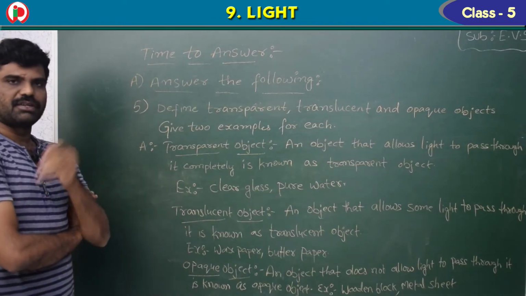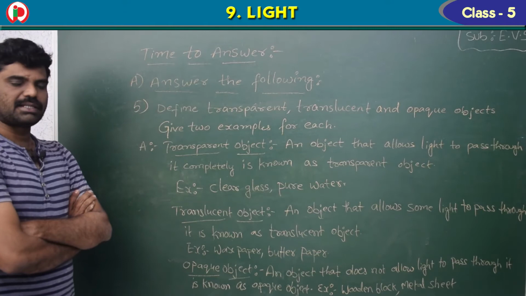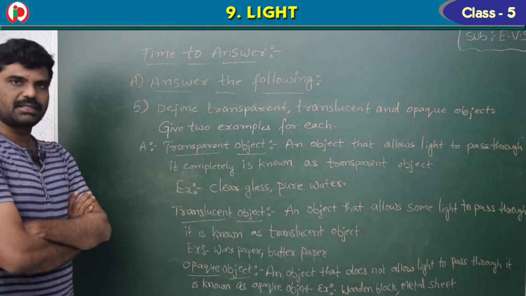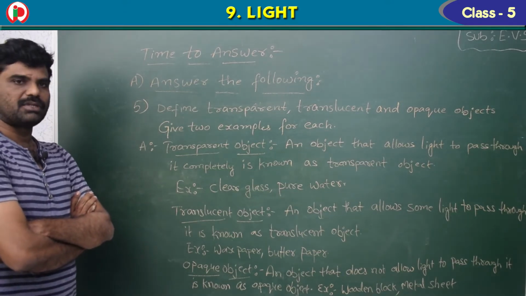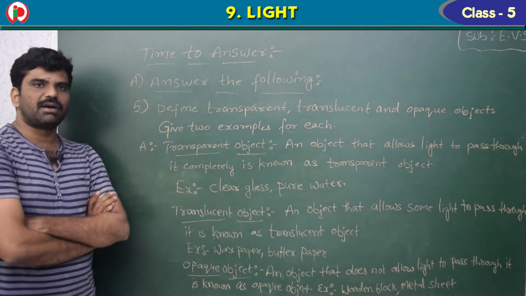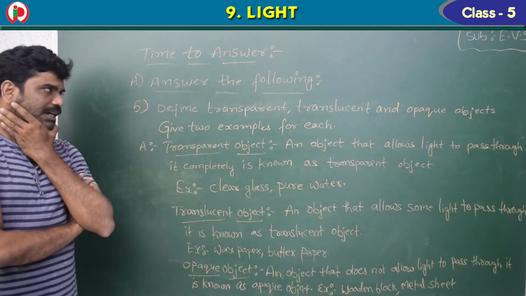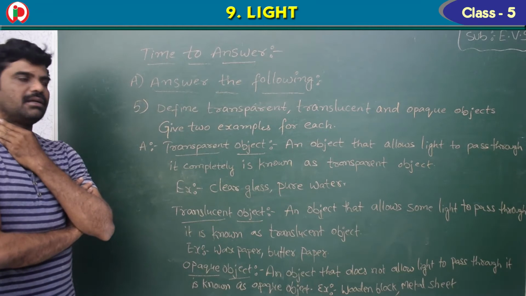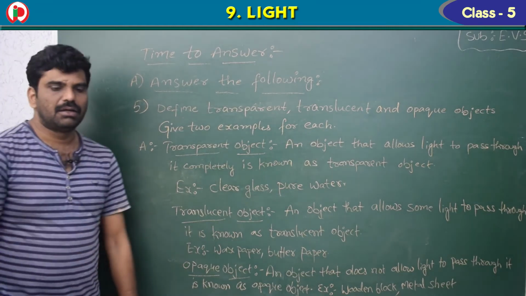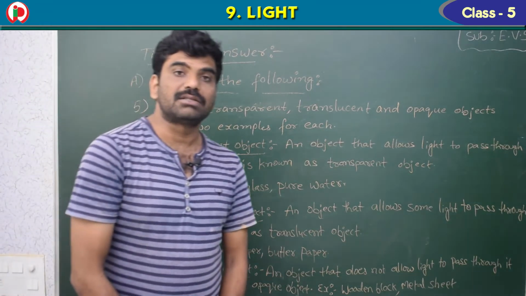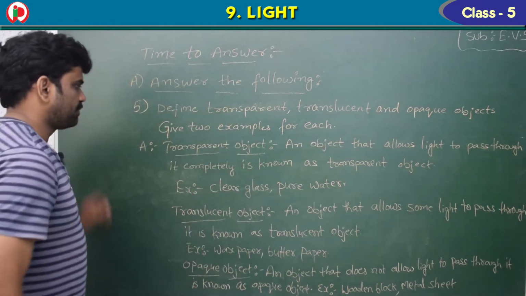Children, now see the fifth question. Define transparent, translucent and opaque objects. Give two examples for each. So what is the question? Define transparent, translucent and opaque objects. Give two examples for each.